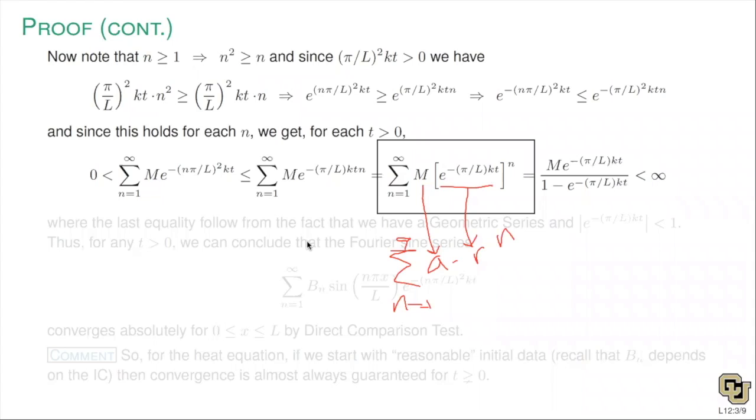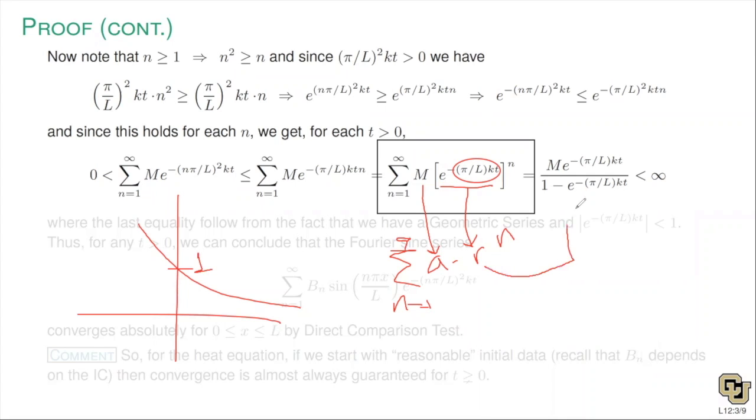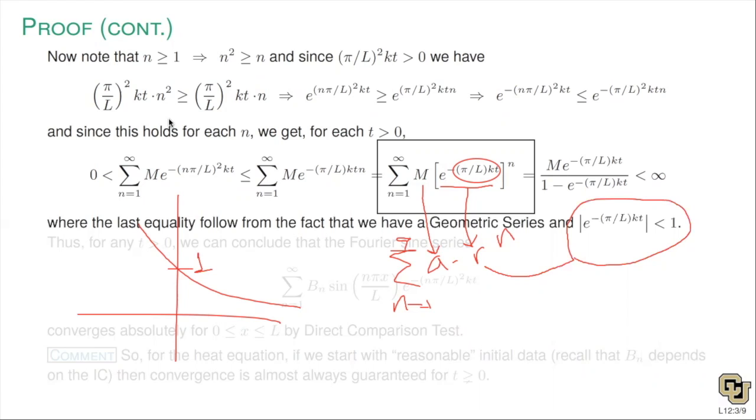And so this here, the R part is e to the minus pi L kt, and pi L kt is greater than 0. So you think about the graph of e to the minus x, if x is greater than 0. This part, the R from our geometric series, is actually less than 1. And so we have a convergent geometric series.